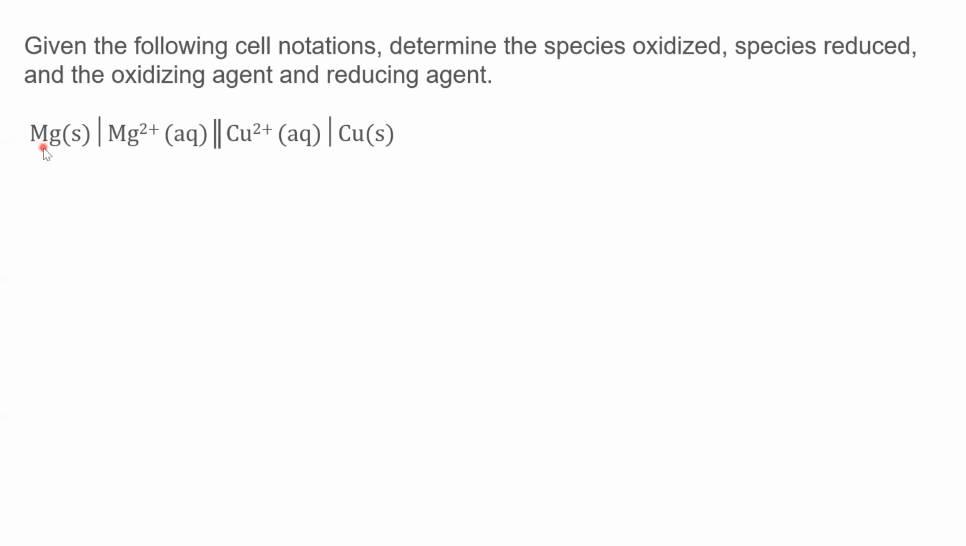So magnesium going to magnesium ions, or copper ions going to copper atoms. Which one is being oxidized? Magnesium or copper ions? Put it into the chat. The substance that's oxidized has an increase in its oxidation number. All right, so let's look. What's the oxidation number on magnesium here? Put that in the chat.